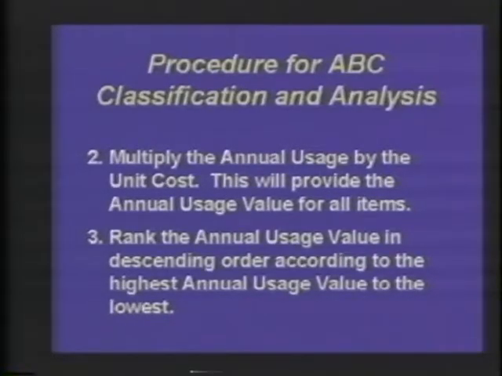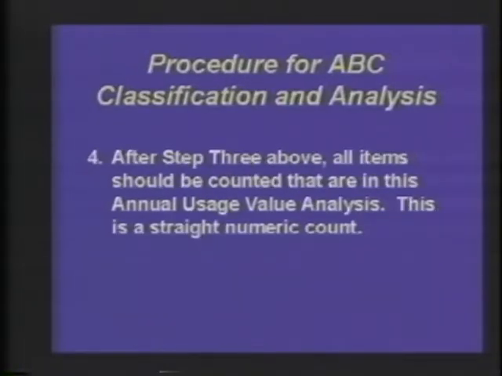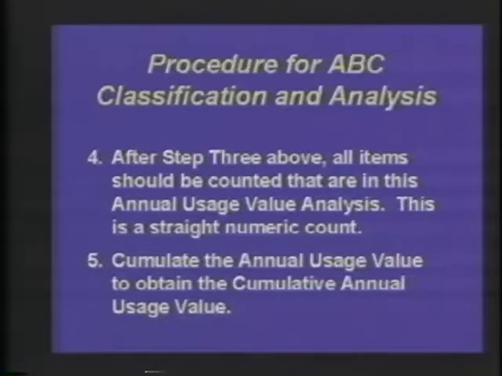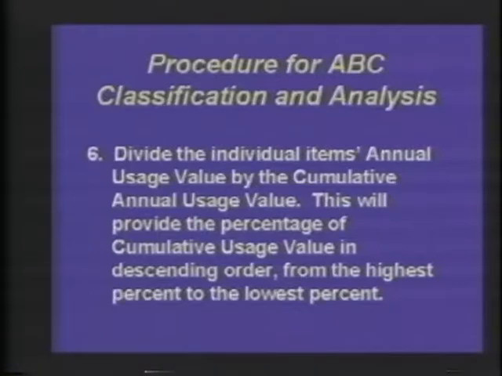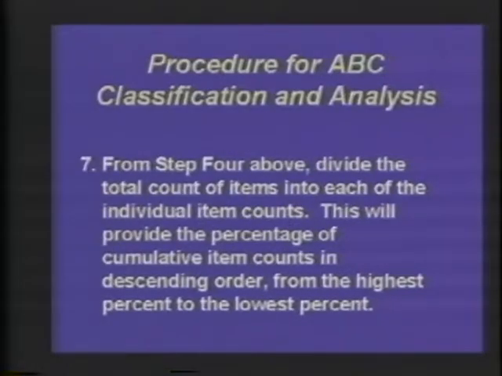And that's why it's important to utilize CMMS for this particular application. And after step 3 has been accomplished, step 4 indicates that you're going to count the items, and then you're going to get into a cumulative annual usage value analysis, which is step number 5. And then you're going to divide the individual items' annual usage value by the cumulative, which I mentioned previously, looking at page number 12. And now moving on to page 16A, step number 7 is getting the total count, and we divide that total count by each one of the above.